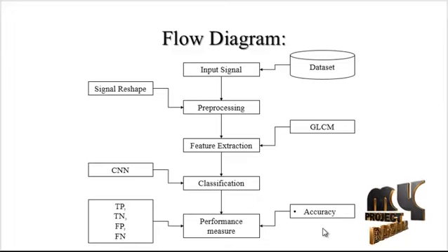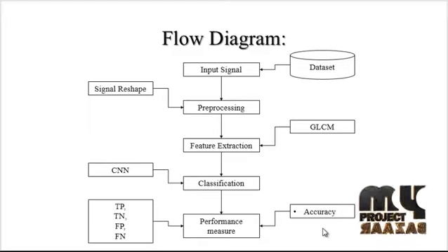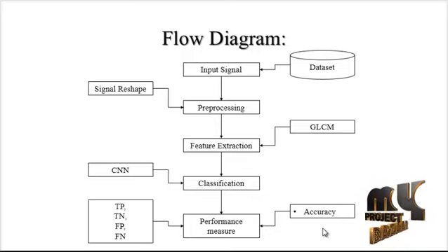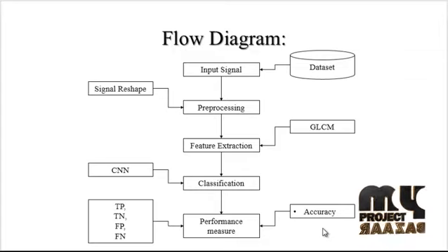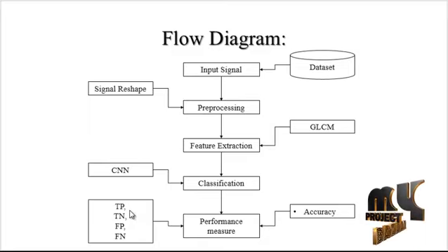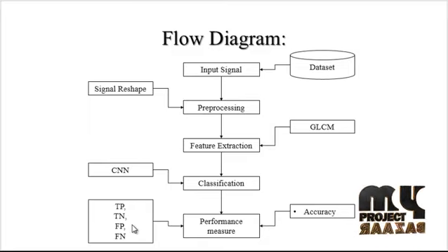If the accuracy is high, the process is efficient. If the accuracy is low, the process is inefficient. The reason is, if the accuracy is high, the error rate will be low, and if the error rate is high, the accuracy will be low. We find the accuracy based on four parameters: true positive, true negative, false positive, and false negative.